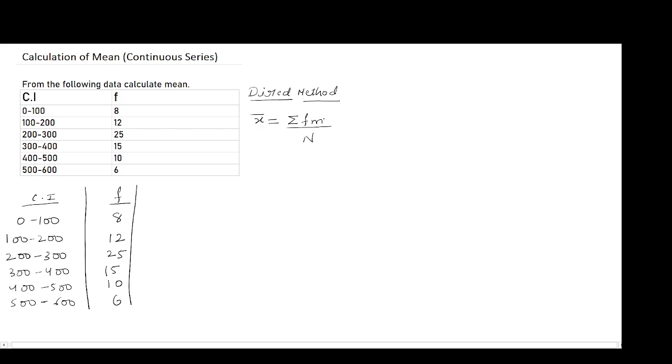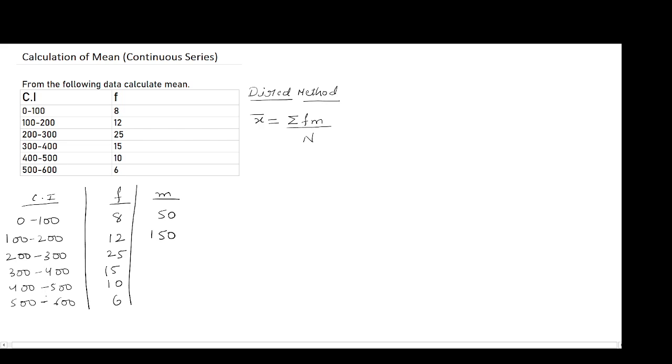Now as per the formula, I need m. M is the midpoint of class interval. I already told you in my previous video how to calculate the midpoint of class interval. Upper limit of the class interval plus lower limit of the class interval divided by 2 gives you the midpoint. Now the upper limit of the first class is 100, lower limit is 0. So 100 plus 0 is 100. 100 divided by 2 is 50. Now for the second midpoint, upper limit is 200 plus lower limit is 100. So 200 plus 100 is 300. 300 divided by 2 is 150.